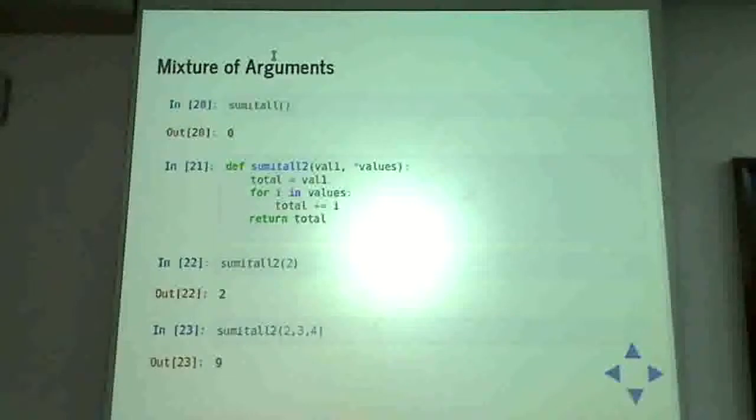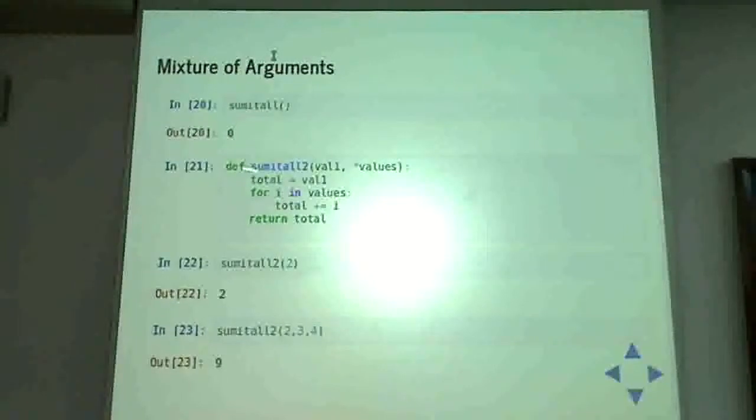Now let us suppose that I wanted to impose a constraint that the user should supply at least one argument. I don't want this to happen. I don't want the function to do this. For some reason, I want the function to work for a minimum of one argument. Any attempt to give no argument should result in an error. So I can use a mixture of arguments by doing this.